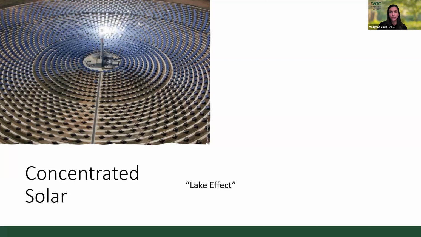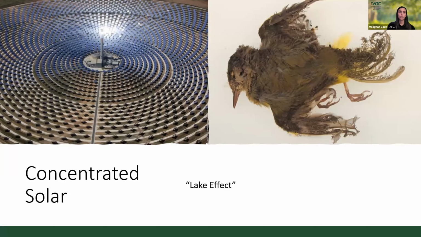First and foremost, with concentrated solar, the whole point of these facilities is to concentrate the heat of the sun. So as you can imagine, they're very hot. When a bird flies over them, even at altitude, it's so hot that the birds' feathers will singe. The feathers are no longer able to help the birds fly, and the birds perish. So this is a really big issue, that these birds are basically singeing midair as they fly over.